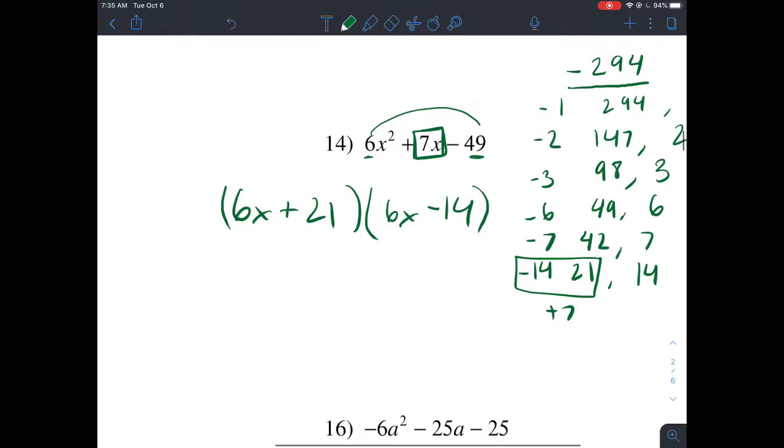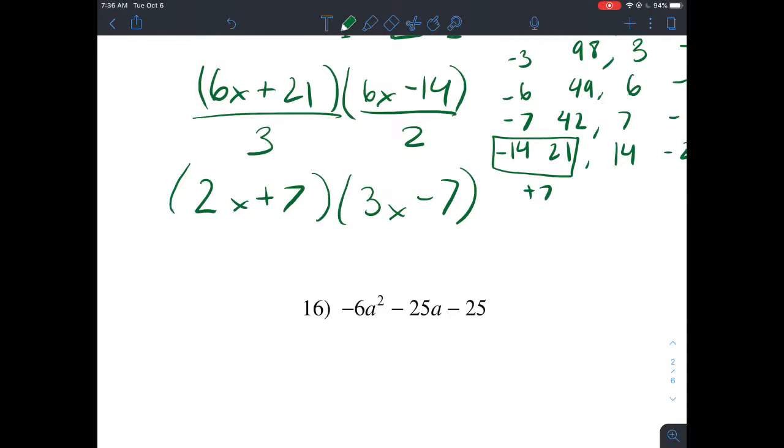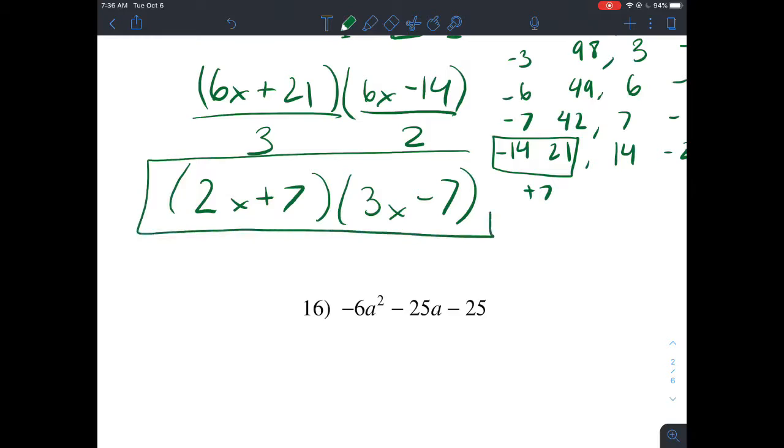But if we're looking, we're actually going to have to take a greatest common factor out of both of these. All right, I can take a 3 out of this guy, and I can take a 2 out of this guy. So I get 2x plus 7 and 3x minus 7. All right, and we can, of course, go ahead and check our answer, right? This is our answer here. Let's make sure that it works.